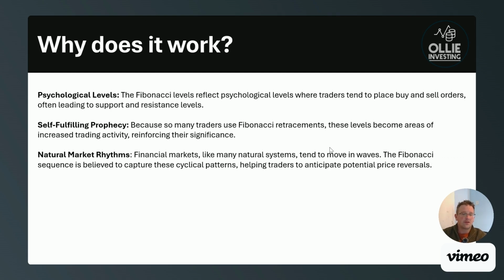But let's talk about why it works in trading. So there are 3 reasons. The first 2 are similar. So the psychological levels. The Fibonacci levels reflect levels where traders tend to place buy and sell orders. So if you've used the Fibonacci tool and you see a load of lines, it makes sense that other people have also seen their lines and they're going to start placing their buy and sell orders there as well. And because of that, it becomes a self-fulfilling prophecy.